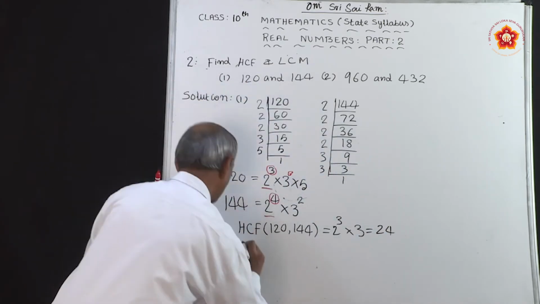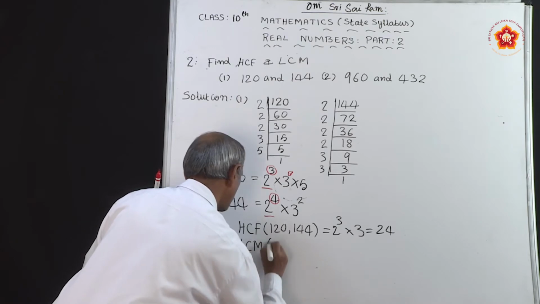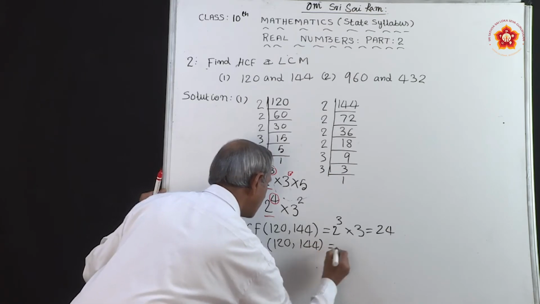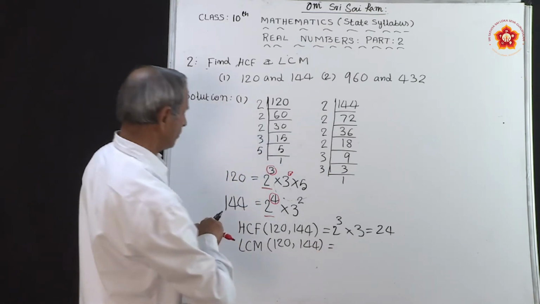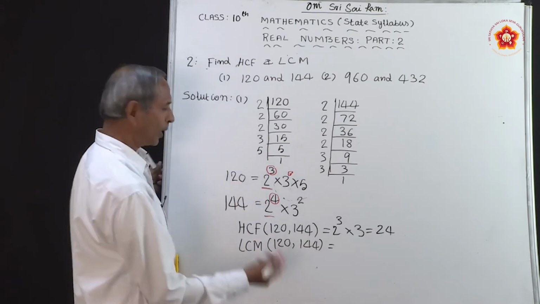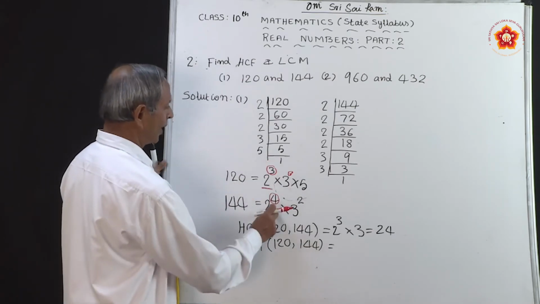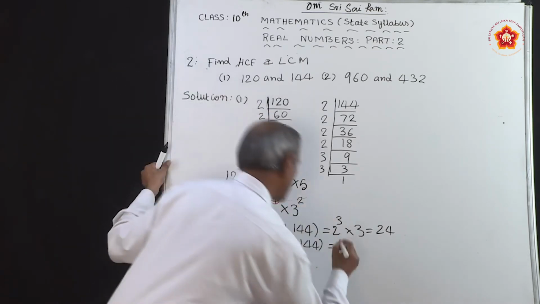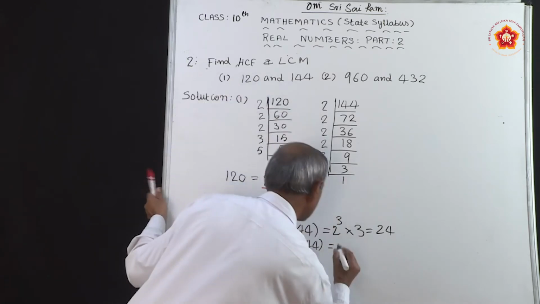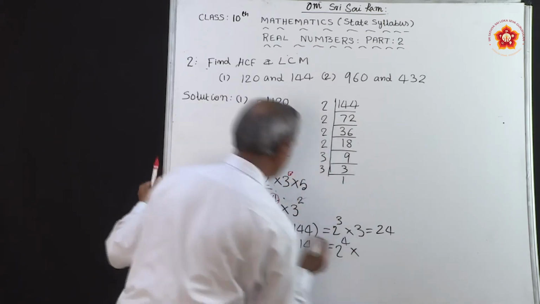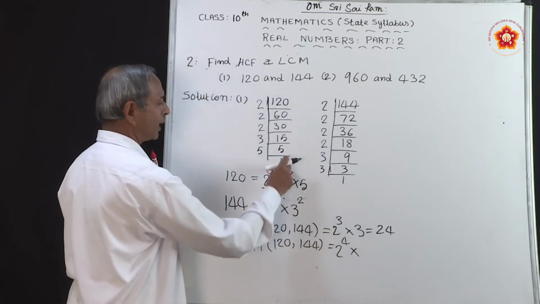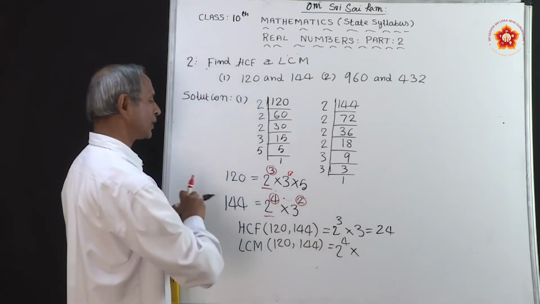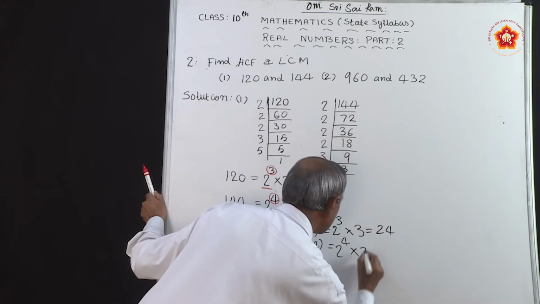Similarly, you have to find the LCM also, LCM of 120, 144. Now, here out of the common factors, you have to take the highest power, opposite of the first one. Among the common factor 2, 4 is the highest power. Therefore, 2 to the power of 4 here. Among 3, we have to take the highest power, 3 to the power of 2. Therefore, take 3 square as the LCM.